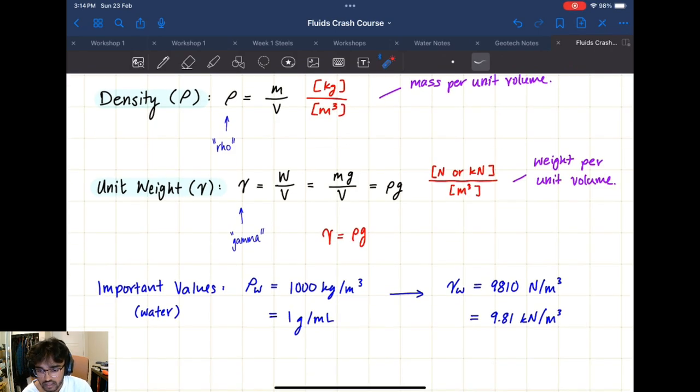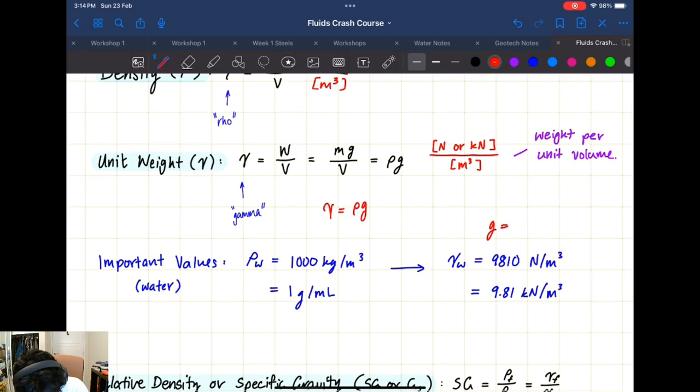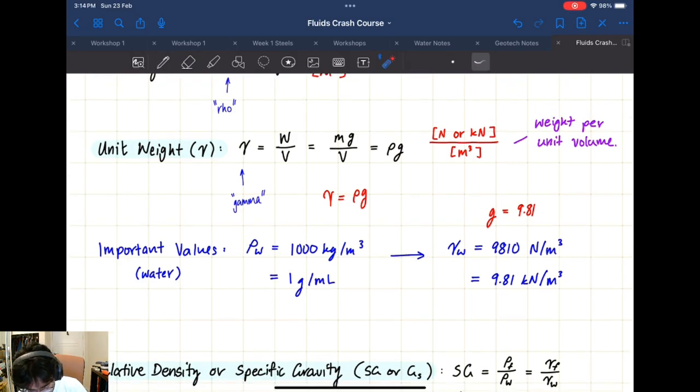There are some important values that I've put here as well. The density of water is 1000 kilograms per meter cubed, or 1 gram per milliliter, as well as the unit weight for water, which is 9810 newtons per meter cubed. In this course, we use gravity as 9.81. You can see that to go from here to here, we just multiplied by 9.81.